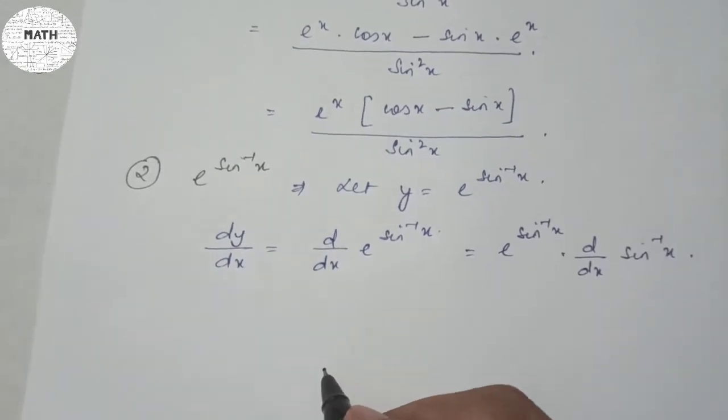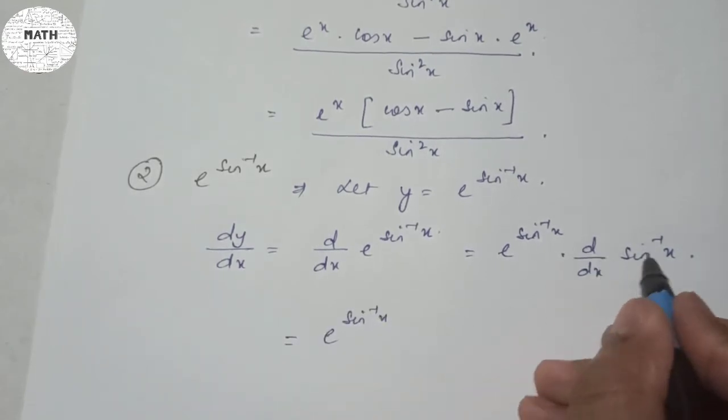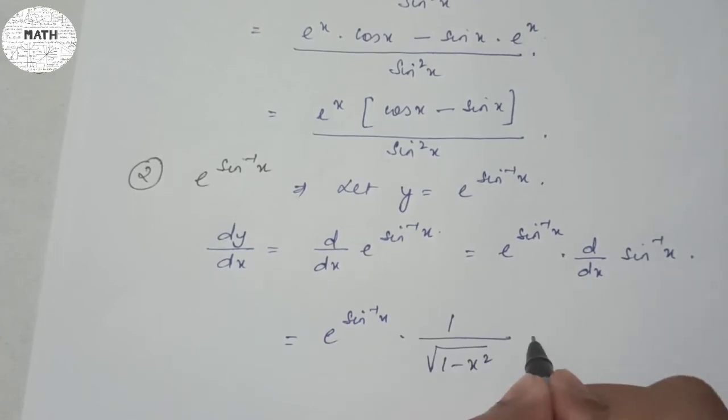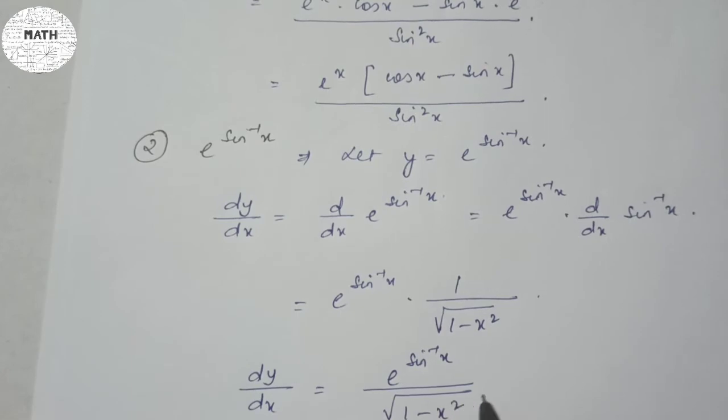Hope you're clear. So the next step would be e to power sin inverse x. Now d by dx of sin inverse x is how much? 1 divided by root over 1 minus x squared. So in short, I got dy by dx to be e to power sin inverse x divided by root over 1 minus x squared.